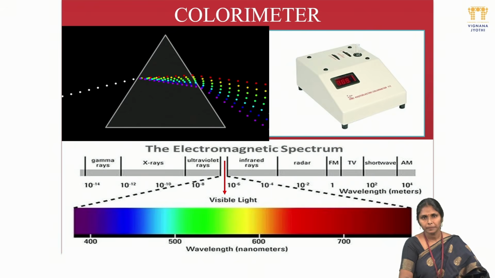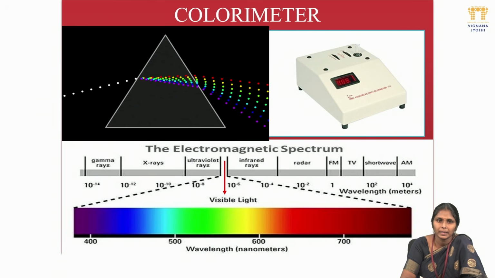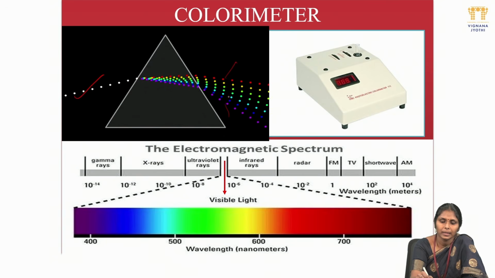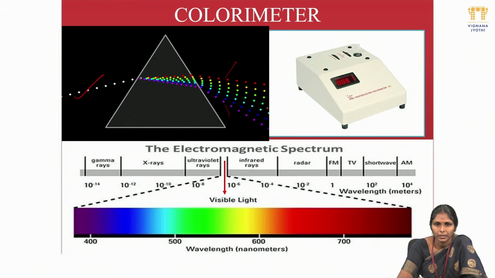Just observe this picture: the light which passes through the prism is a monochromatic light. Whenever it enters the prism, we can get different colors. Each color has its own wavelength, as we already discussed in the previous slides. When that light is passed to the solution, based upon that we can get the absorbance values.